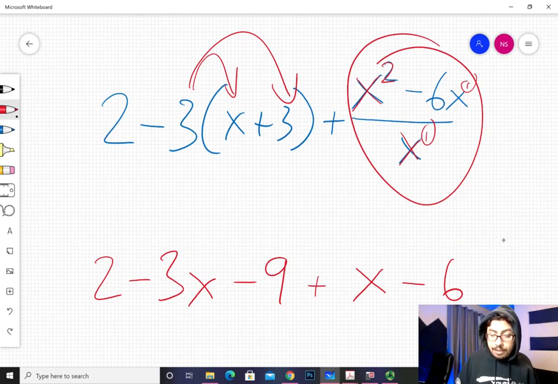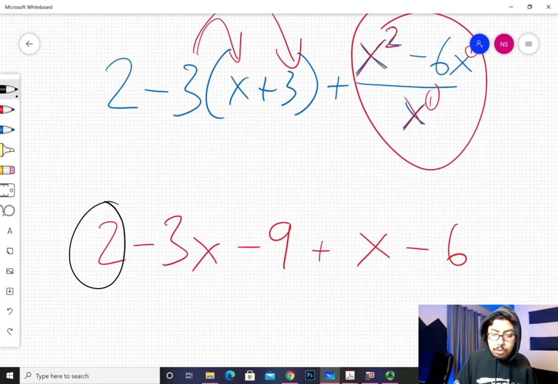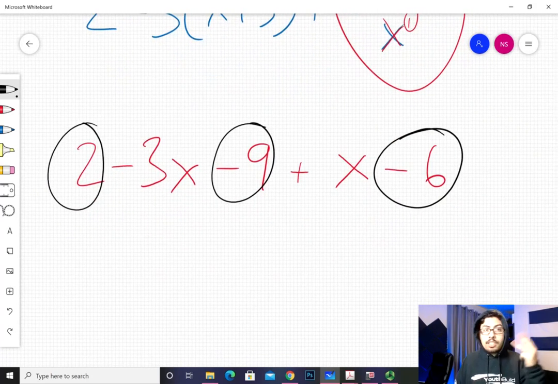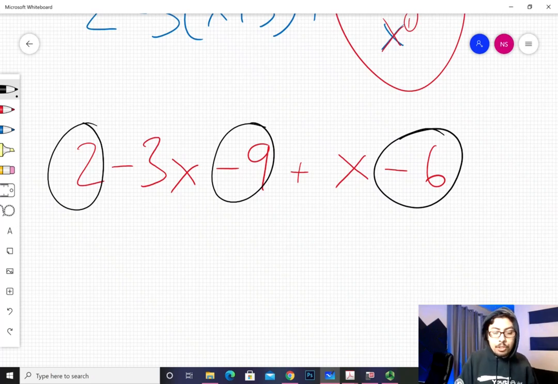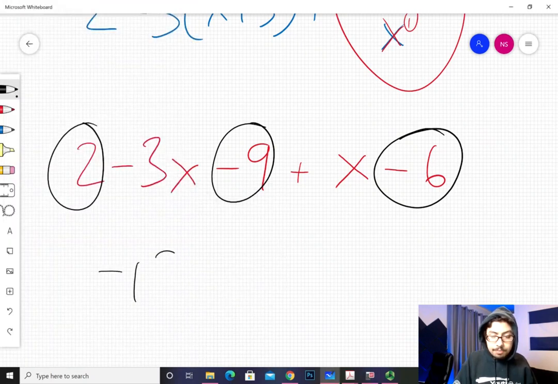So now we have this. What could we do? Well, I see a couple stuff that I could combine. I could combine the 2 with the negative 9 with the negative 6. Those are numbers. Numbers are like terms, just like any other polynomial. So what would you do? You would do, with the symbols told us, 2 minus 9 minus 6. And you would take out your calculator and do that. That would give me negative 13.